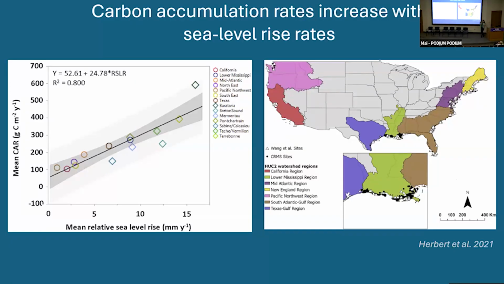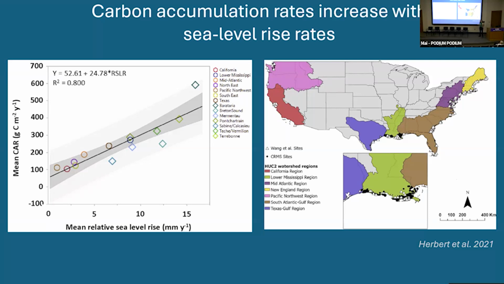Well, one thing is sea level rise. It's been shown by this really neat study where they compiled carbon accumulation rates in coastal areas across the United States. As you can see, the mean carbon accumulation rates, the average for each of these locales and watersheds, increases as the rate of mean relative sea level rise increases. So we can see some of the highest rates of carbon accumulation occurring in areas where we have the highest rates of relative sea level rise, which happens to be where we're sitting today in coastal Louisiana, some of these locations.